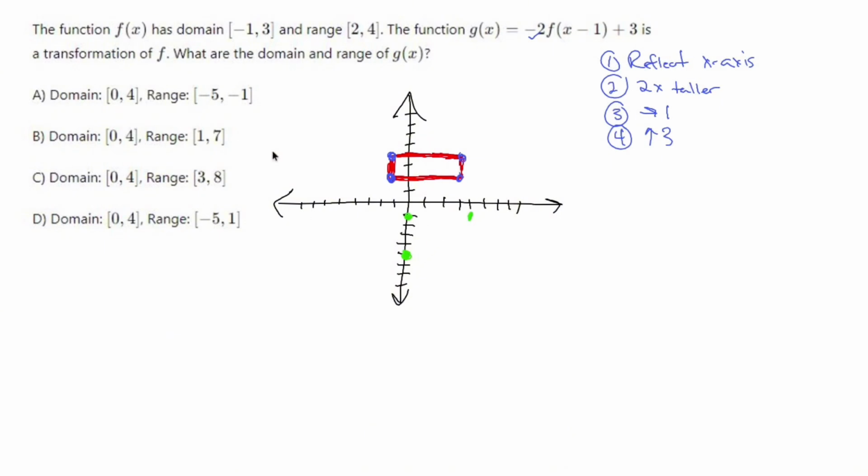Okay, one more time with this point right here. It's living 4 above, so reflecting it moves it 4 below. Make it 2 times taller, so 4 below moves it down to 8 below. So now we're at 3, negative 8. Move it right 1 to 4, negative 8, and move it up 1, 2, 3 to 4, negative 5.